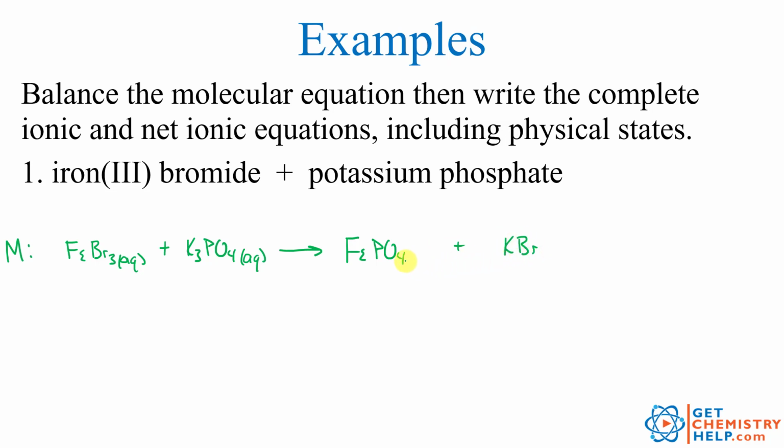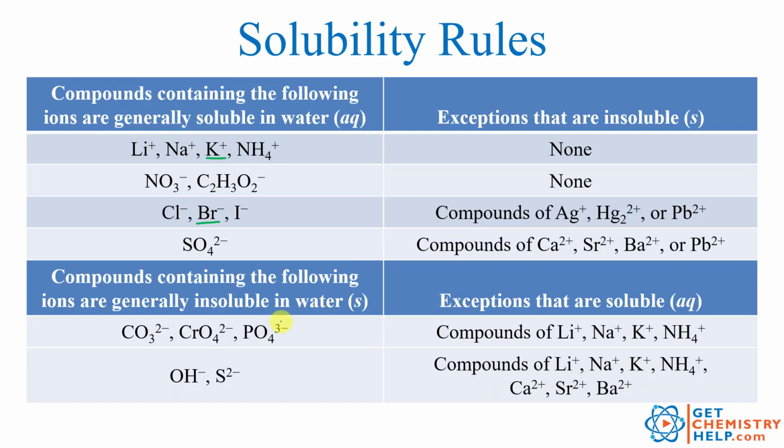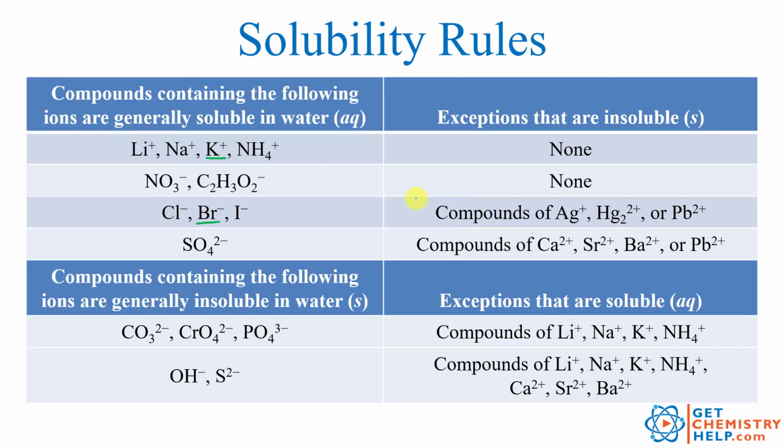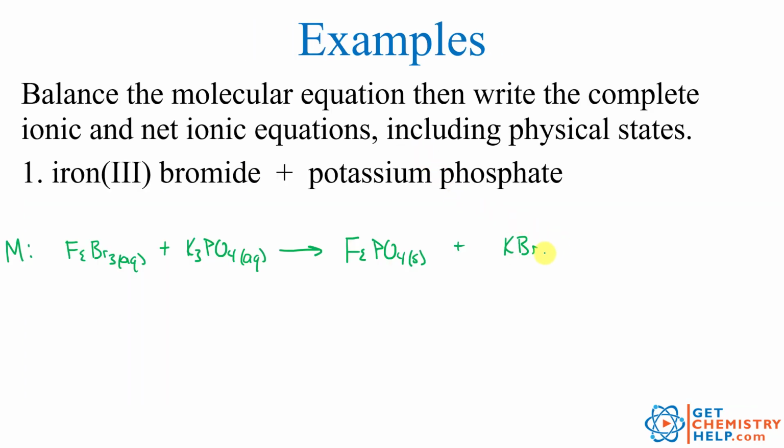Okay, how about our solubility rules? What's the solubility rule for phosphate? Again, we saw that phosphates are insoluble. They make solids unless they're with lithium, sodium, potassium, and ammonium. Ours is with iron 3, so it's not an exception, so this would be a solid. And potassium bromide, well, we saw potassium anything is soluble all the time, no exceptions whatsoever, so it's going to be aqueous.